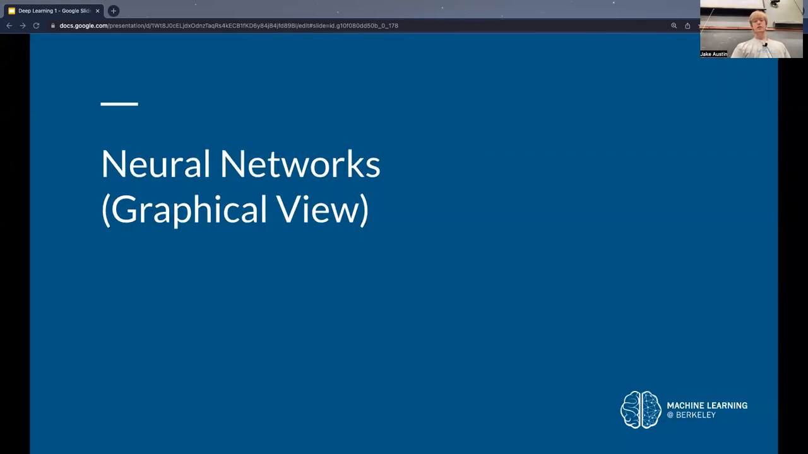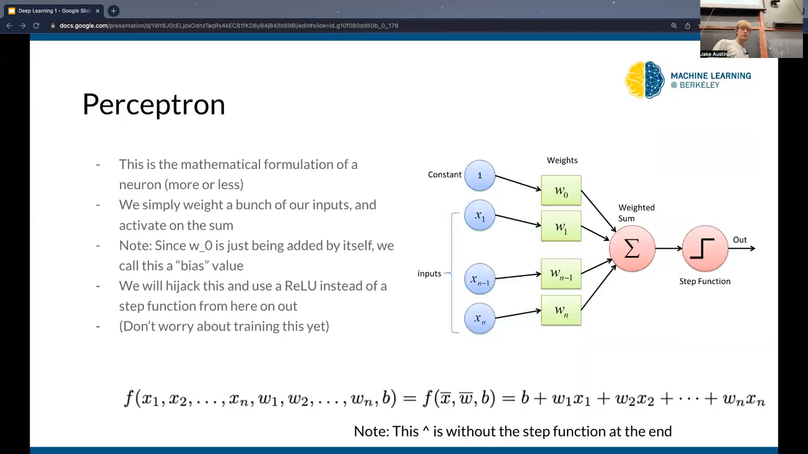So we're first going to draw out what we want our black box to be. We're basically going to try and make a sort of mini brain. And the simplest form of that is the perceptron. It is a mathematical formulation pretty similar to a neuron. We have a whole bunch of inputs.